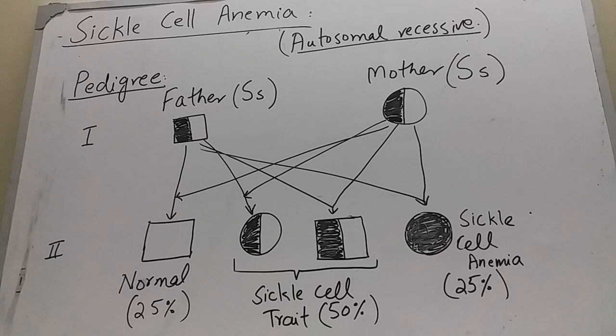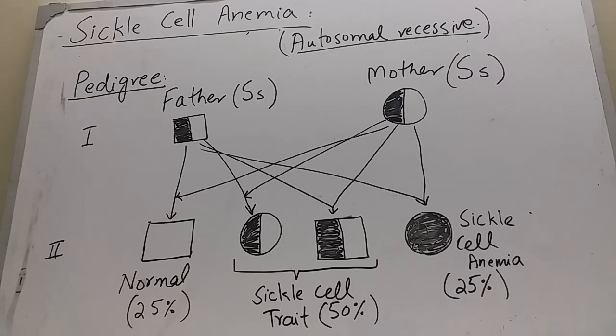this is the daughter, and she has the disease as she has received 2 copies of the sickle cell gene. 2 copies means that one from the father and one from the mother. Small s gene from the father and the other small s gene from the mother, and now she is suffering from the disease. So there is a 25% chance that the child will suffer from the disease.